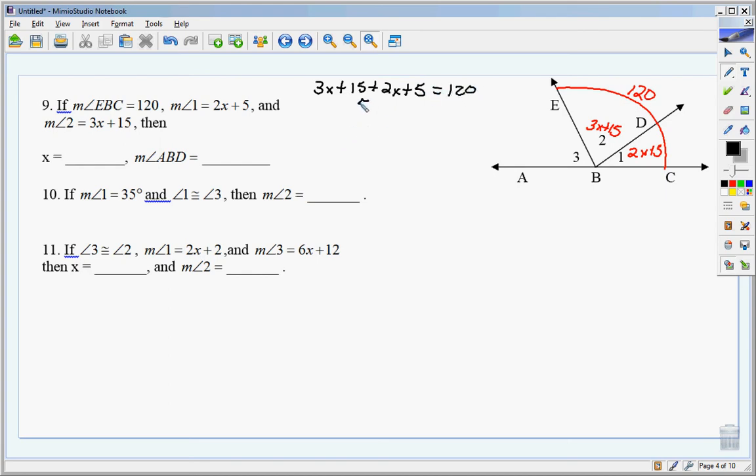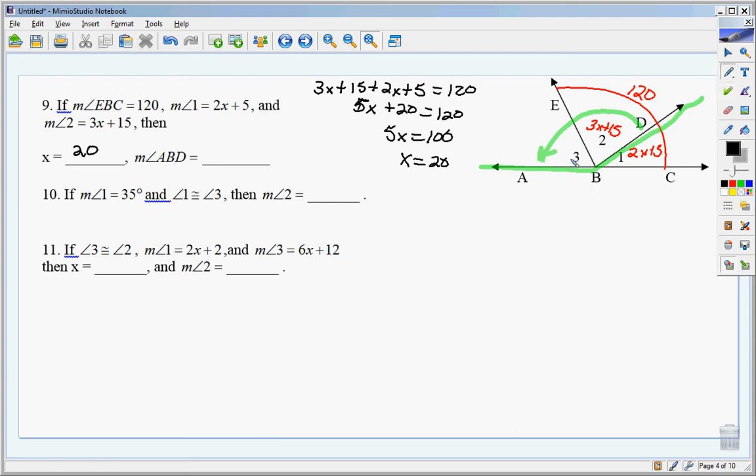Combining like terms, I have 5x plus 20 equals 120, which means 5x is equal to 100. Therefore, x is equal to 20. That's the first part of this problem. The second part says find angle ABD, which would be this angle that's here.